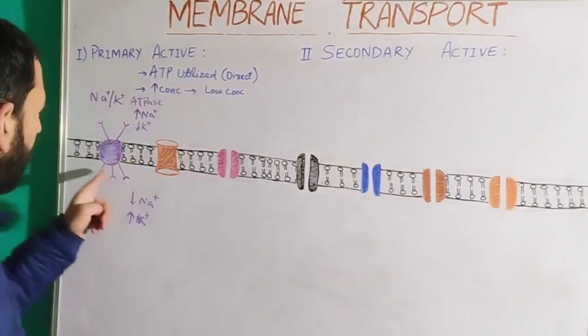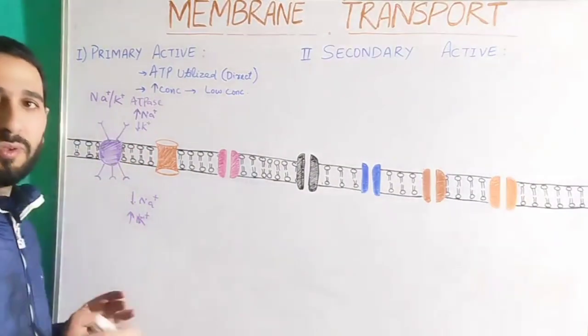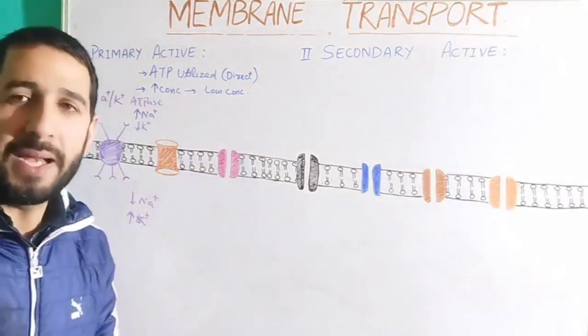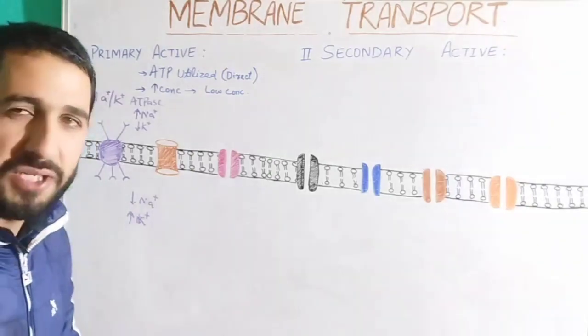So this sodium potassium ATPase, now consider it has these 5 arms. You consider it as 5 arms of the sodium potassium ATPase. It is actually 5 binding sites. It is also called the sodium potassium pump.